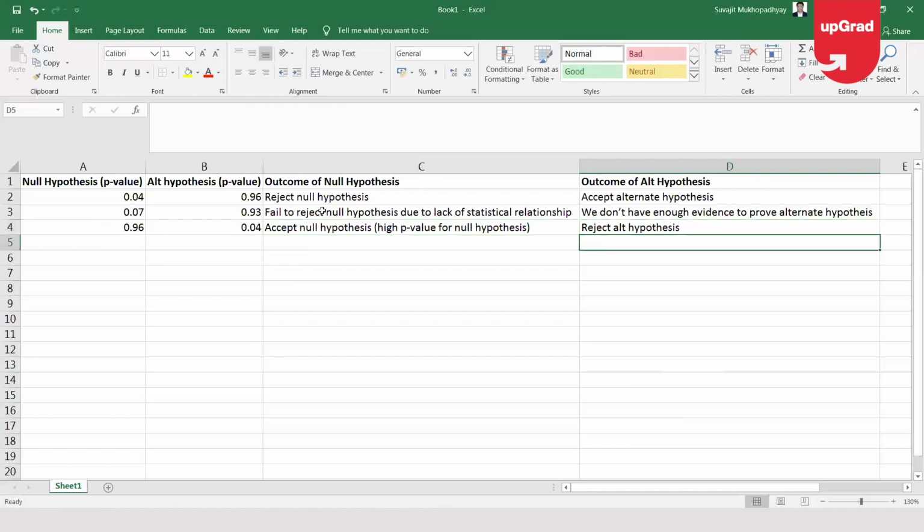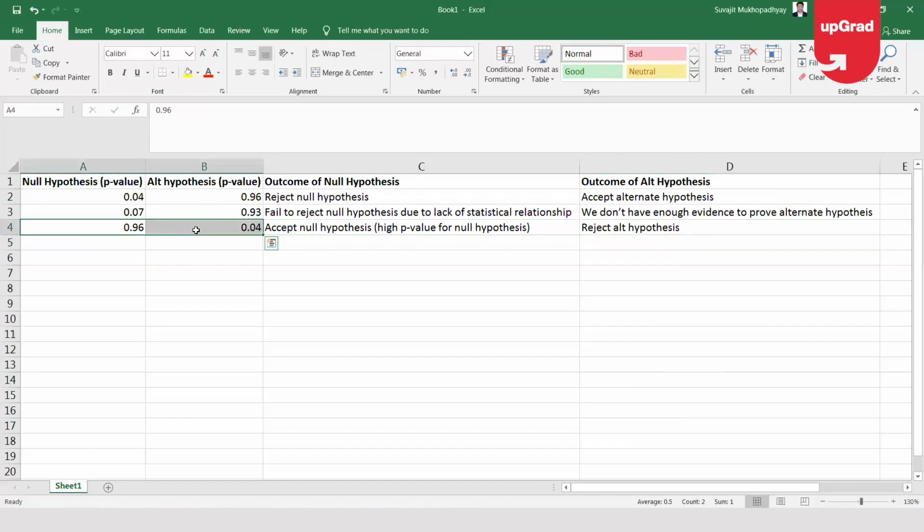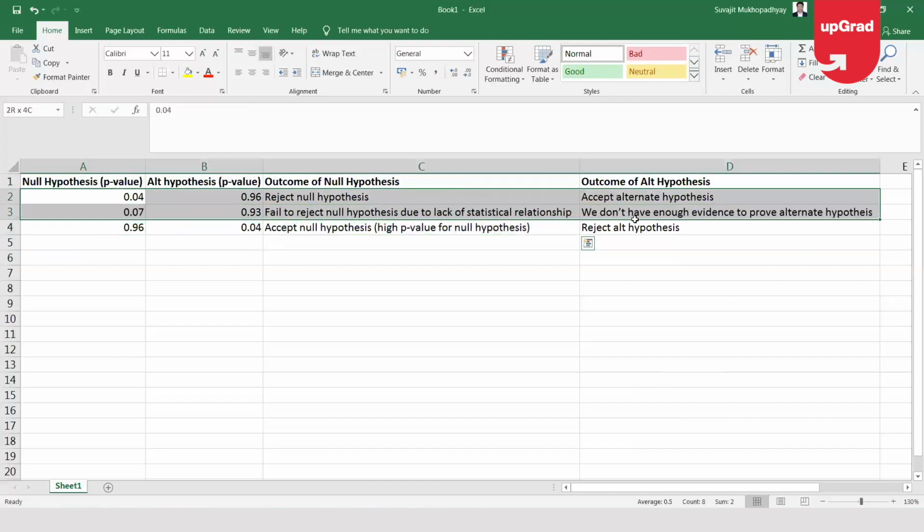right? Now, in reality, the chances of occurrence of this particular problem are very, very less. It's very unlikely that in your test you will find a p-value for a null hypothesis being 0.96. It will never happen, right? It's unlikely. Probable, but probably not possible, right? But still good to know. So our scenarios generally lie between these two conditions: either we reject the null hypothesis or we fail to reject the null hypothesis.